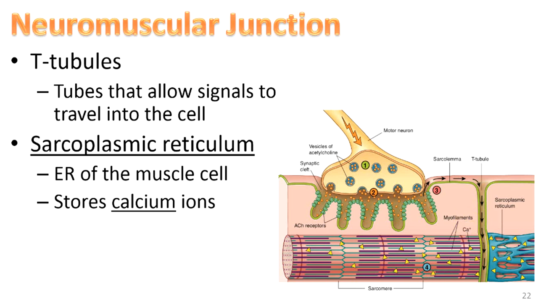So when we need to release those calcium ions to inhibit the troponin and the tropomyosin, to remove them from the actin filaments, we use those by storing them in here.